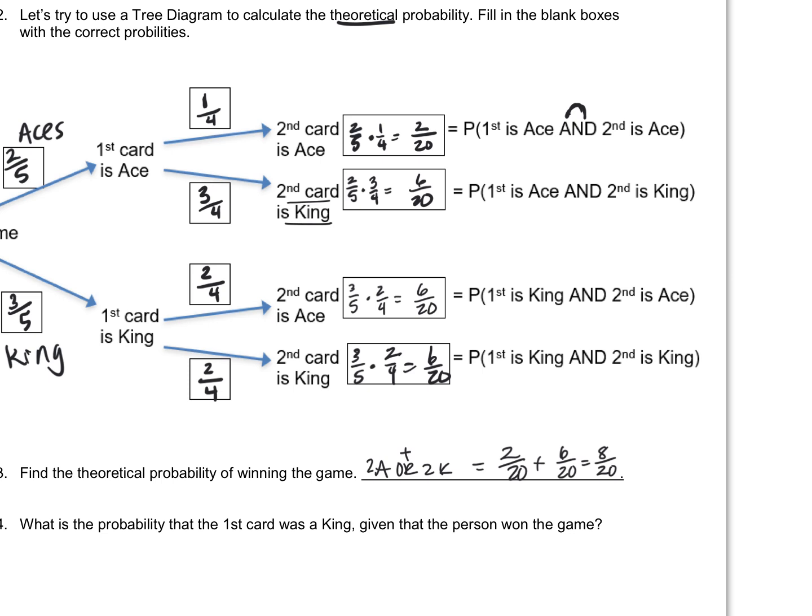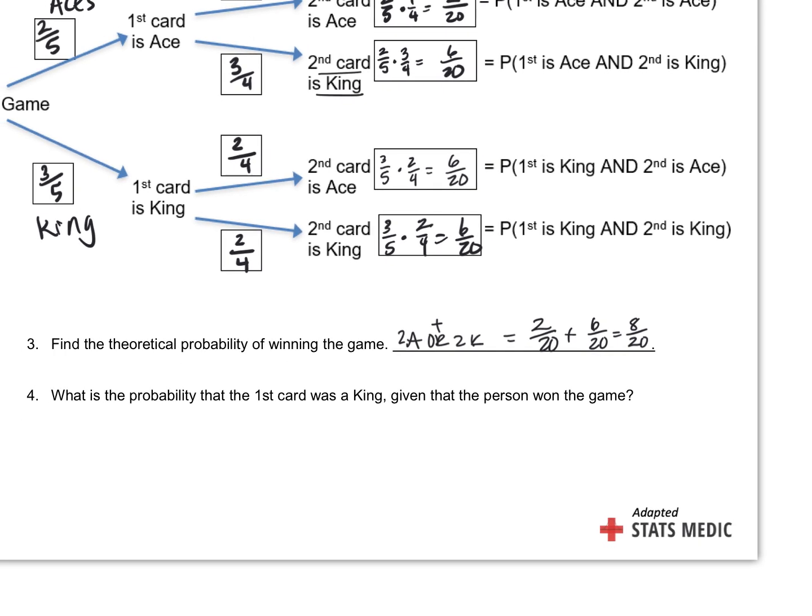2 out of 5? All right, now then what's the probability that the first card was a king given that the person won the game? So let's practice how we'd write that. Probability, the first is a king, given is that vertical line, there's a win in the game.